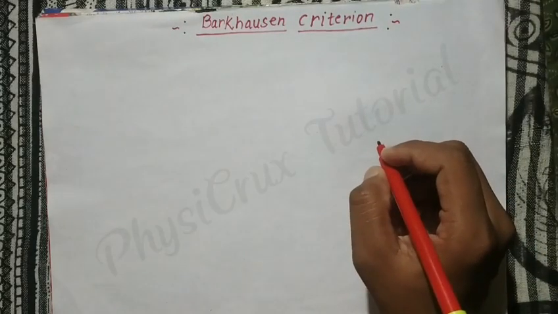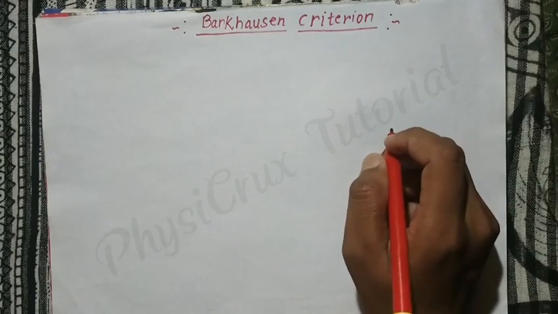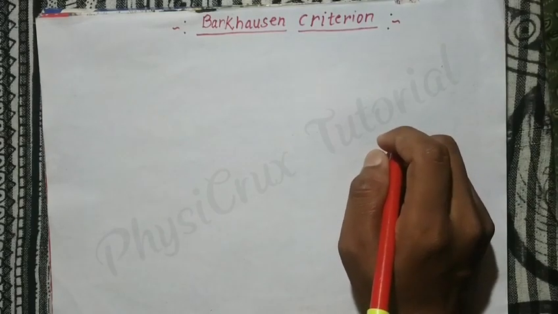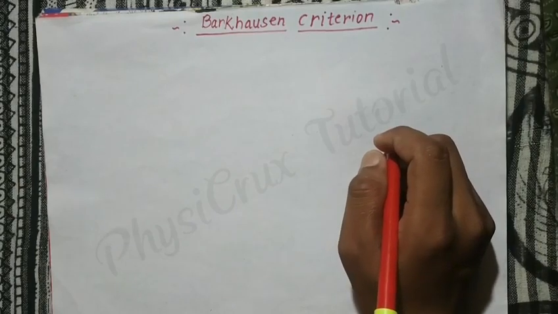This is Saurav and today we will understand about Barkhausen Criterion and how an oscillator produces output without any input.